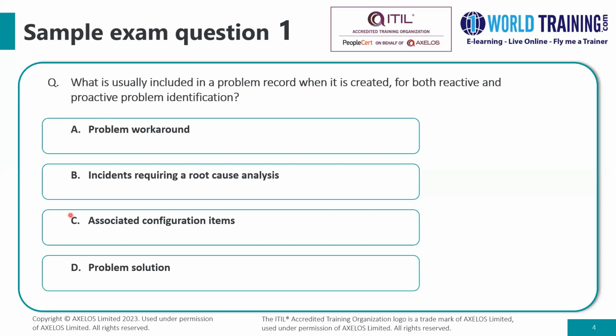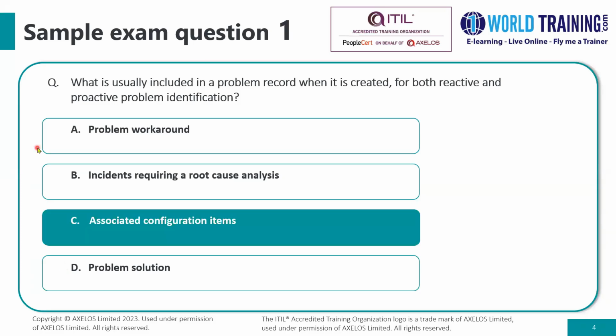Option C, associated configuration items, is the correct answer because that is always included when a problem record is created. The last one, problem solution, is developed as part of the error control activity and therefore not usually known at the time of the problem being logged. So C is the correct answer.